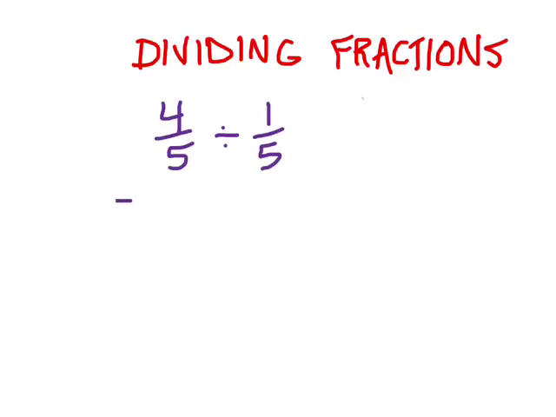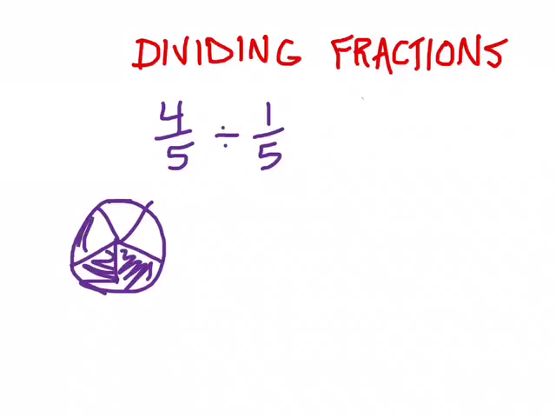Well, same idea. I can think first of all about a whole made up of fifths, and then how many 1/5s, if I have 4, 1, 2, 3, 4, how many 1/5s can I get out of that? Well, there's 1/5, there's 1/5, there's 1/5, and there's 1/5. So 4/5 are inside 4/5. So I can just split them the way I've normally been doing.